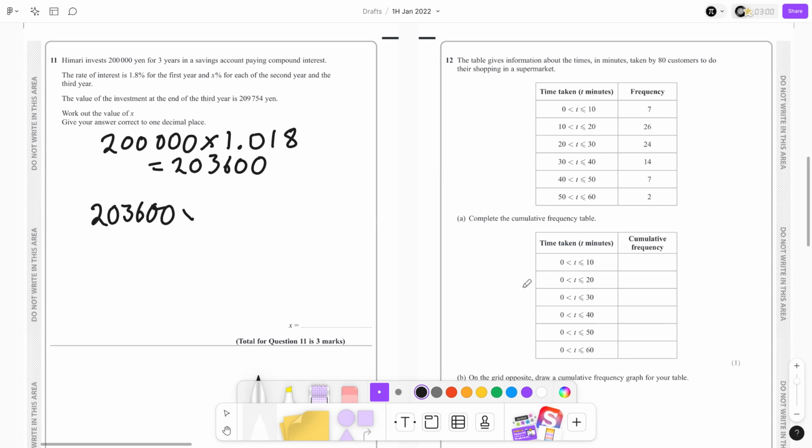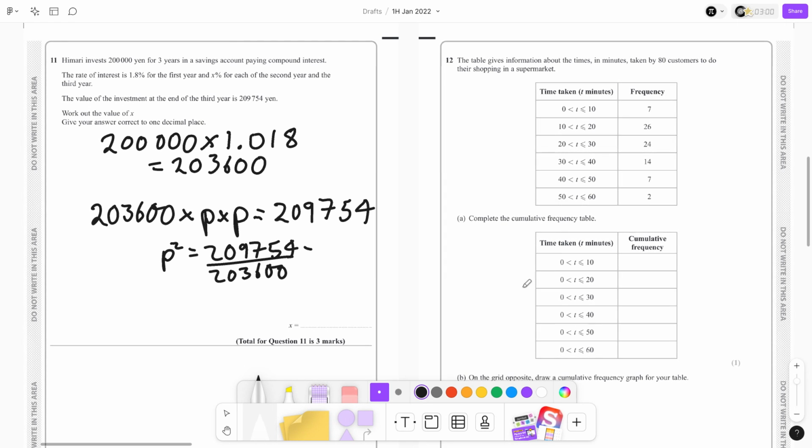So then the way I'm going to do this is I'm going to say actually 203,600, I've got to times it by something. I'm going to pick a different letter because it's not actually X, call it P, and then times by another P. That's got to equal 209,754. So I've got P squared is 209,754 divided by 203,600.